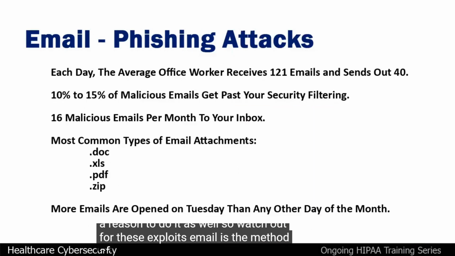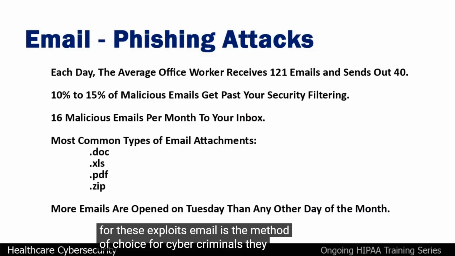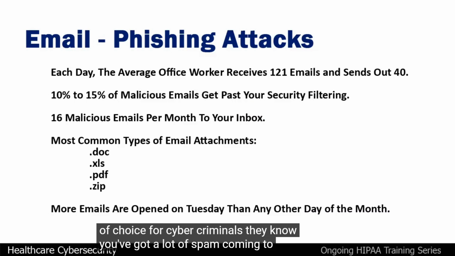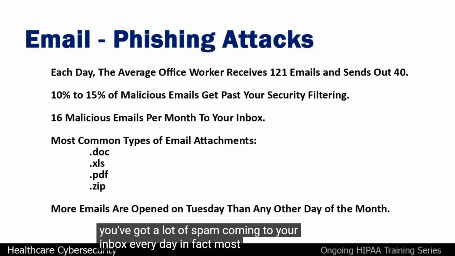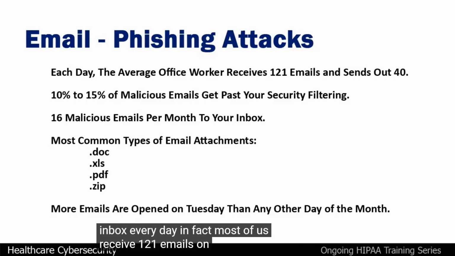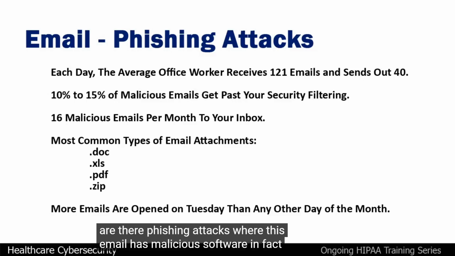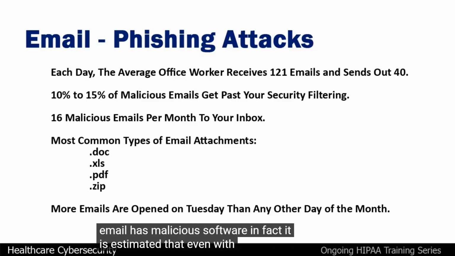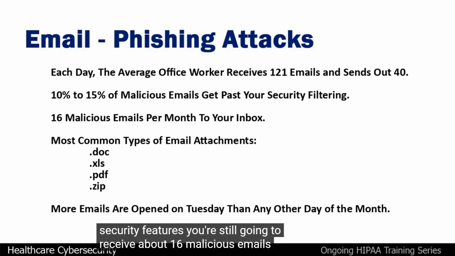Email is the method of choice for cyber criminals. They know you've got a lot of spam coming to your inbox every day. In fact, most of us receive 121 emails on average every day. So mixing in with that spam email are their phishing attacks, where this email has malicious software. In fact, it is estimated that even with good security features, you're still going to receive about 16 malicious emails per month that make it to your inbox.